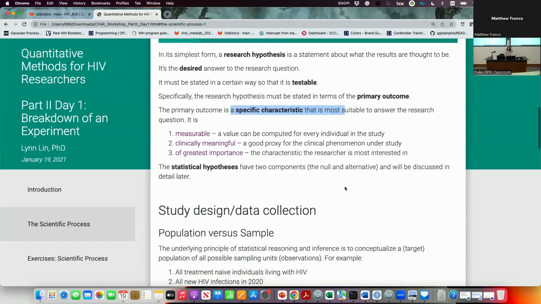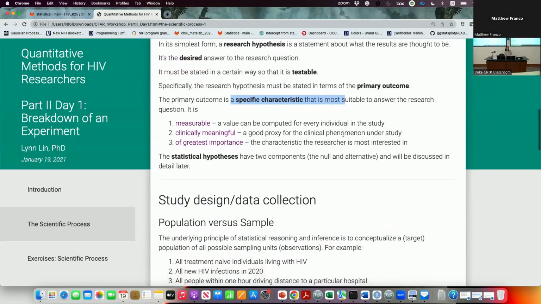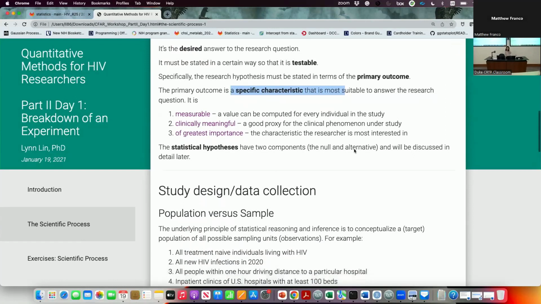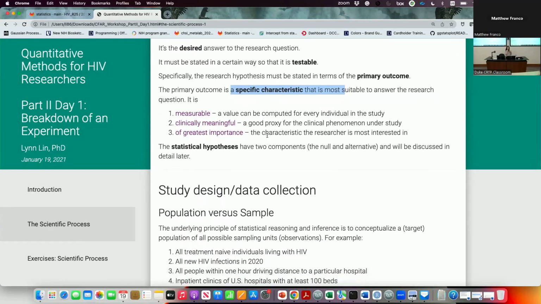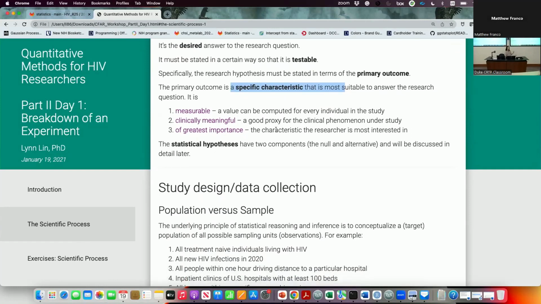Okay. So first of all, it has to be measurable, right? You have to be able to quantify this primary outcome so that later you can conduct any analysis. And in terms of biostatistics, this primary outcome has to be clinically meaningful, and also it should be of the greatest importance.